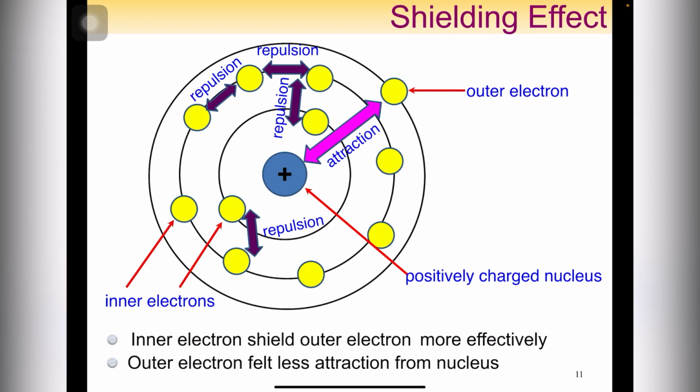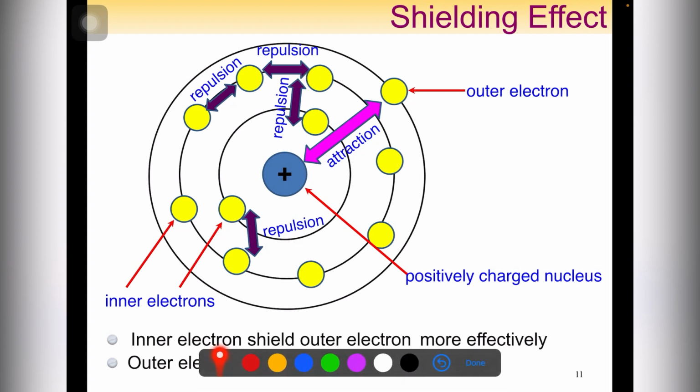So the inner electrons shield the outer electron more effectively. So the outer electron will feel less attraction from the nucleus. When there are inner electrons, they cause repulsion, and it makes the attraction between the nucleus and the outer electron weaker. So that's why the atomic size becomes bigger.